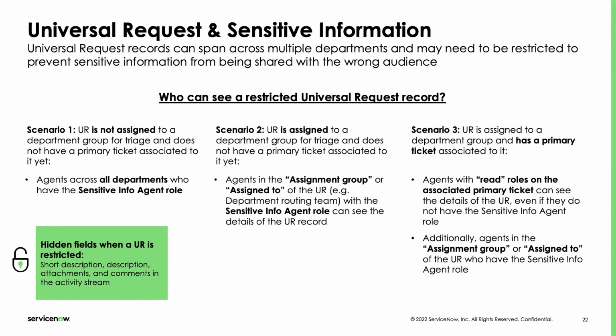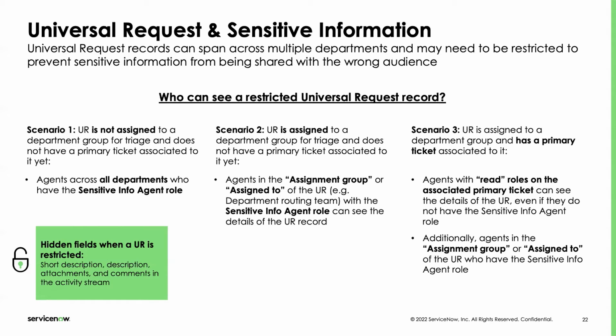Now, who can see a universal request when it has been restricted? As I said, the first is the sensitive info role: agents who have the sensitive info role can see it. The second one is the assigned to, right? So for example, once the UR was created, it was sensitive and it got transferred to HR. Once it got transferred to HR, there was a particular assignment group assigned to the HR ticket. So that group will be able to see the UR. No one else will be able to see the UR other than that assignment group and the sensitive agent who has access to it, right?